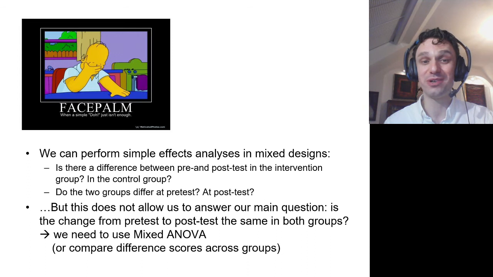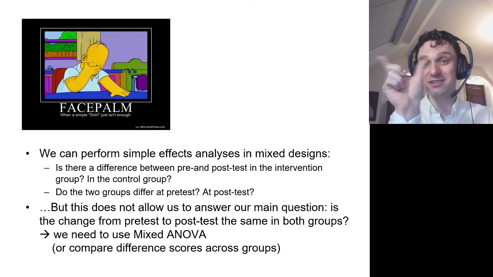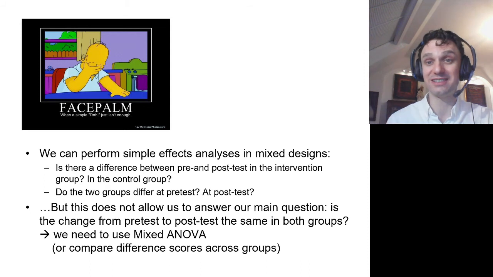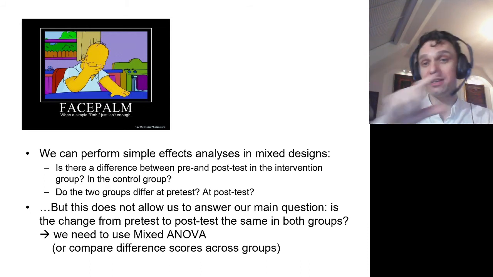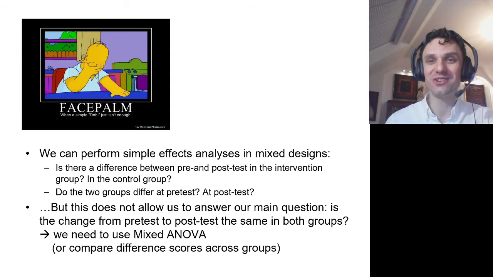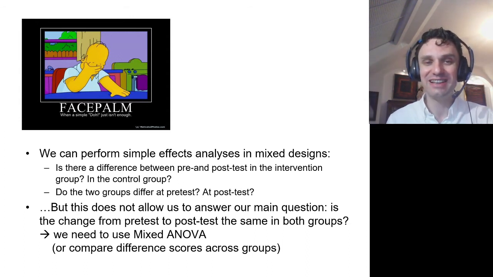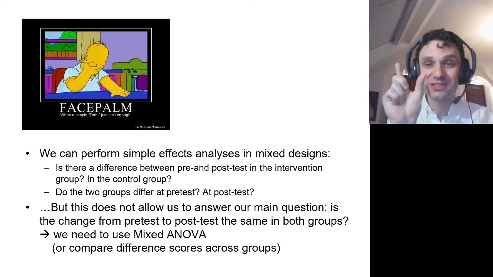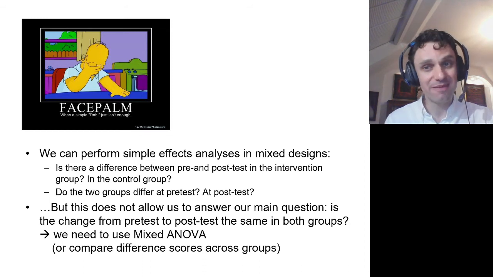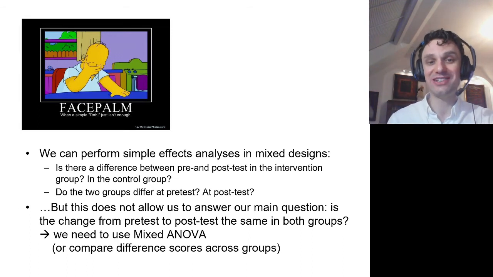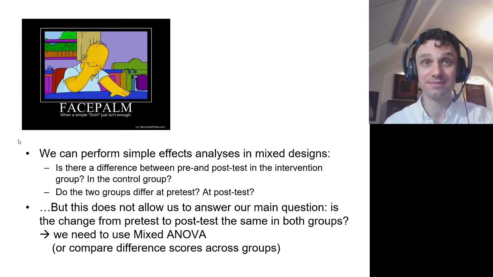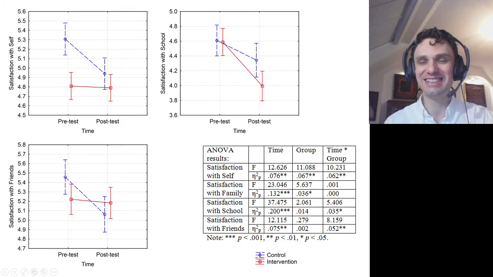Because you can perform what we call simple effects analysis when you just compare in pairs. You compare, for example, pretest to post-test in the intervention group, pretest to post-test in the control group, or you compare 2 groups before and 2 groups after. But if all you can do are these simple effects comparisons, you are not able to test your most important hypothesis. Is the change from pretest to post-test the same or not the same in 2 groups? And this is why you need to use a mixed ANOVA, and you need to test for this interaction effect, which is exactly what we did in this study.